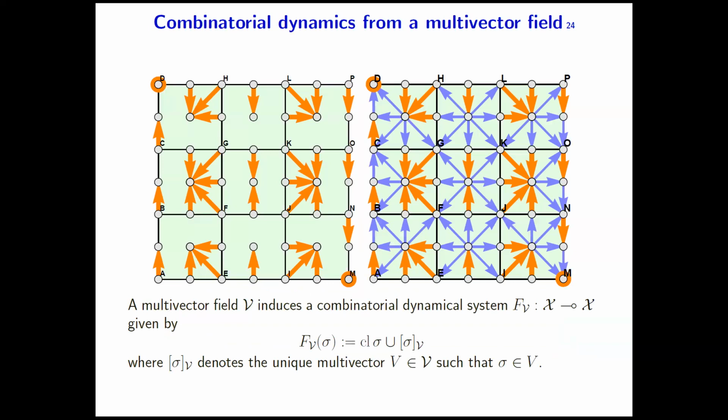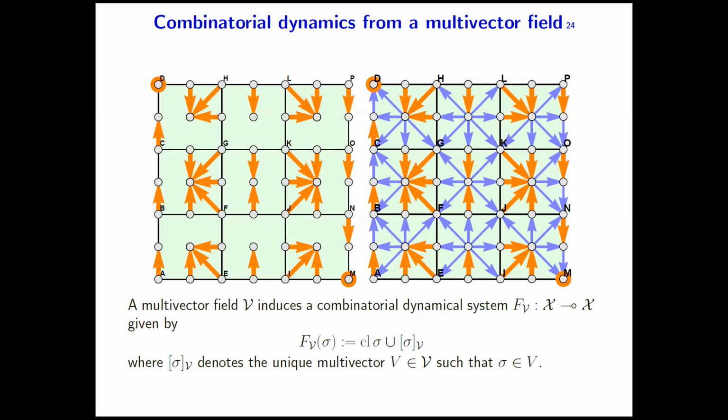You get a combinatorial dynamical system in the form of a multivalued map, which just tells you when you are at a vertex, what can be your next step. The formula is that you can go anywhere in the closure or anywhere within the multivector. The interpretation is that a multivector is treated as a kind of black box. I do not have enough information about what is going on inside, so I do not want to exclude any option, and I allow any movement inside the multivector.